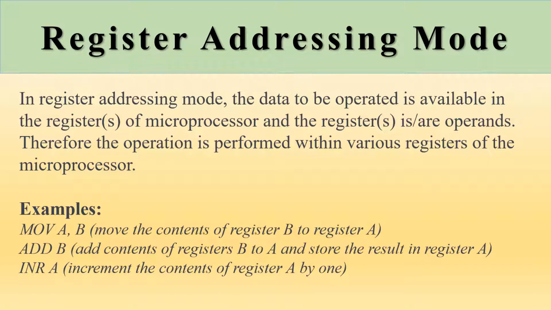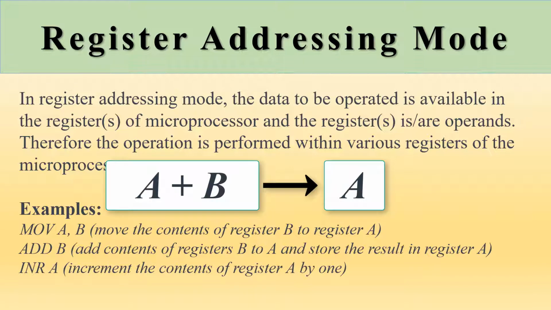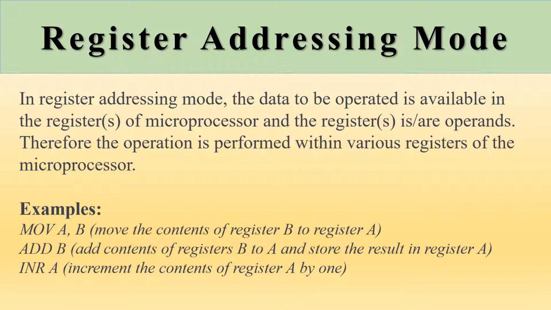So the examples of register addressing modes are MOV A, B. So the source content is in B and that is to be moved in register A, or ADD B. The value of B register is added to A and the result is stored in A, or INR A, increment A. The value of A is incremented by 1. In all these 3 examples, we find that the operands are within the microprocessor registers, and therefore it is called the register addressing mode.